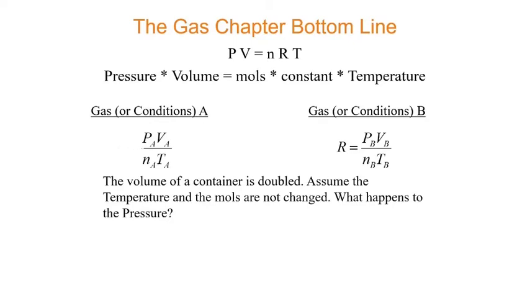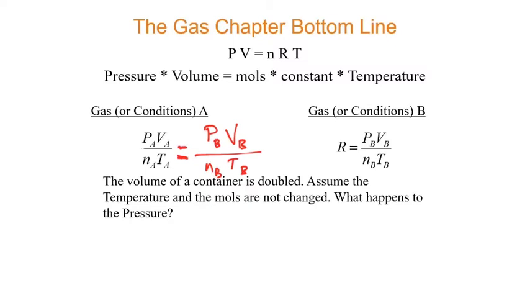I know since these things are both equal to R, that pressure at conditions B, volume B, NB, and TB, these two things I could set equal to each other. Why has that become useful? I can now potentially solve for a missing or a changing variable. And that's what this question down below is saying.